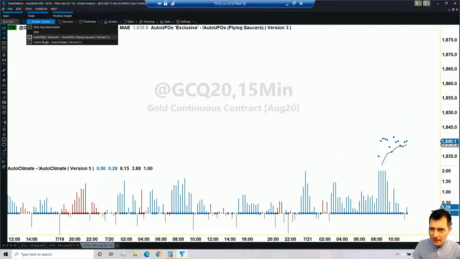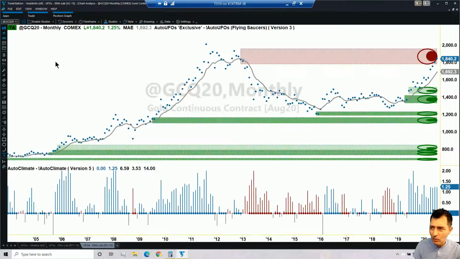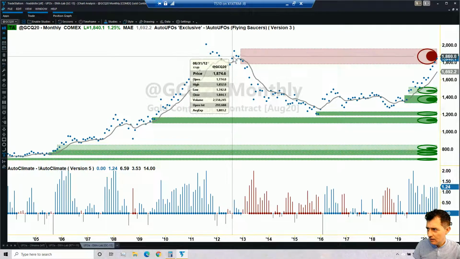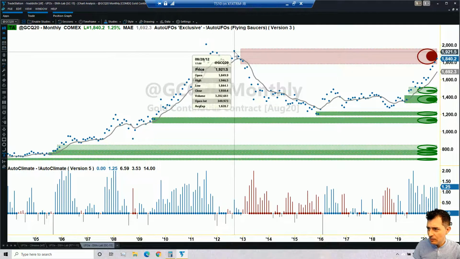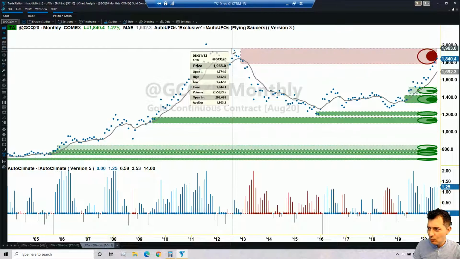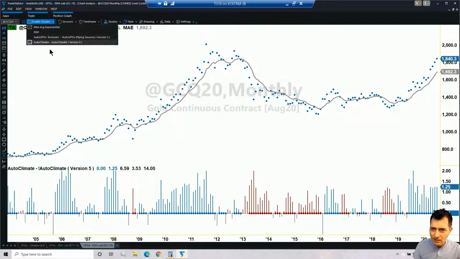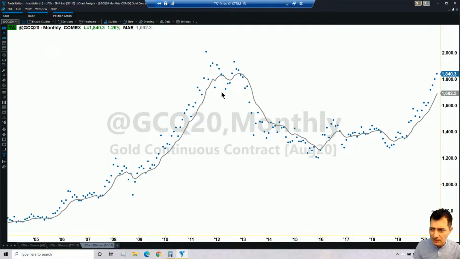So what is happening? Well, let's take a look at the monthly time frame. Where are we at with gold? Okay, and as you can see, for me to assess other potential UFOs on gold, I need to go back all the way to August 2012, which means that is going to be a tremendous amount of data to be downloaded and processed by the app.